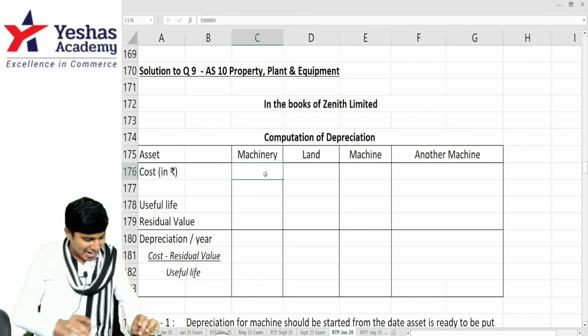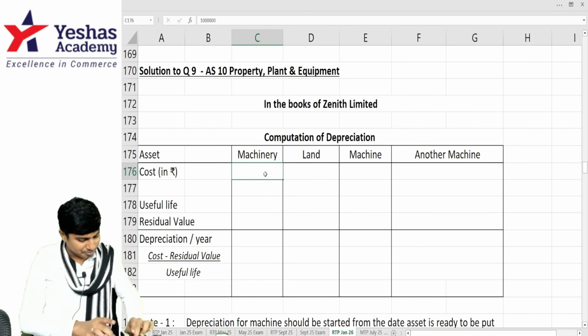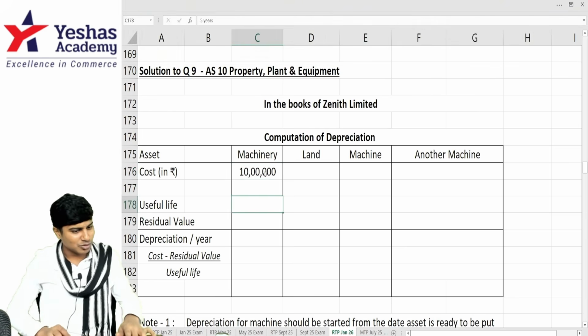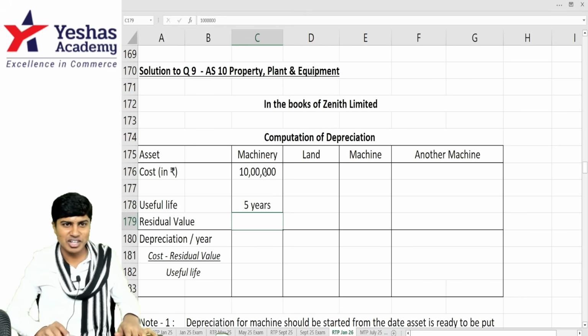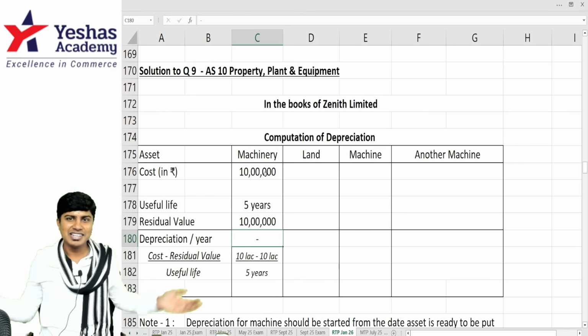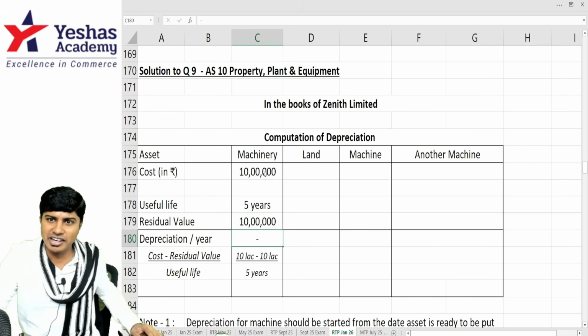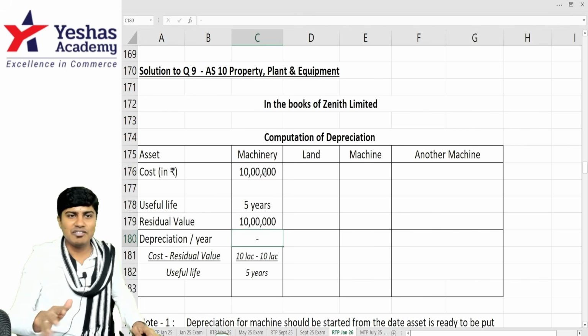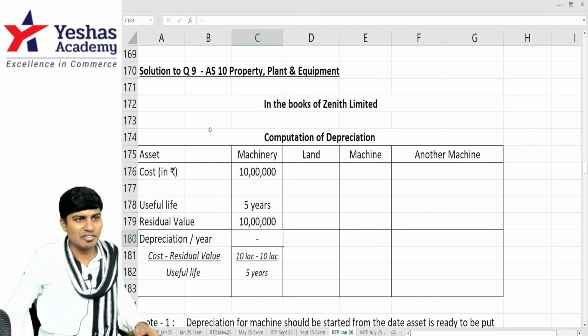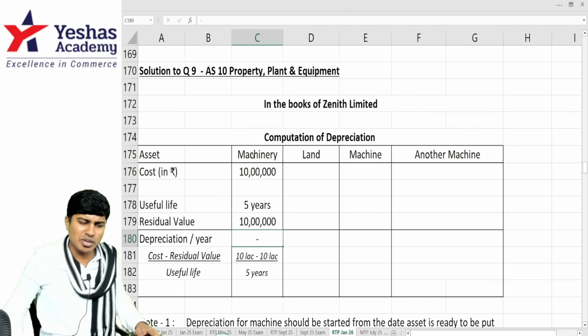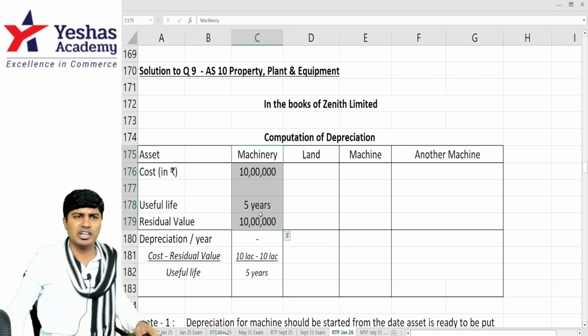So the cost of the machinery, 10 lakh. Useful life, 5 years. Residual value, 10 lakh. 10 lakh minus 10 lakh divided by 5 is 0. Depreciation is 0. Which year? First year, second year, third year, fourth year or fifth year? All 5 years, 0 depreciation. All 5 years. How come? How is this possible? How is it that machinery, you bought it for 10 lakh, you're able to sell it for 10 lakh?